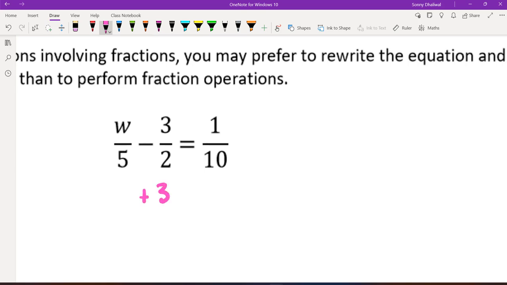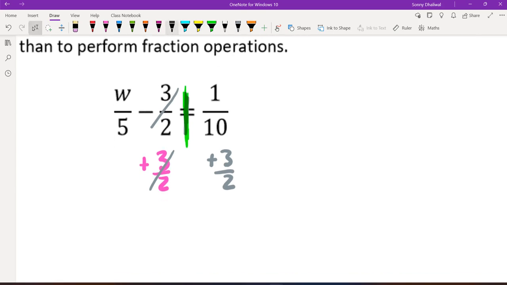We're going to have to add 3 over 2 to this side to cancel this out. And whatever you do to one side, oops, we have to do to the other side. So we're going to add 3 over 2 to this side. Okay? So now, there's nothing wrong with doing this. The hard part is most students struggle with working with fractions. So on the left-hand side, we're left with W over 5. On the right-hand side, we have to do this math.